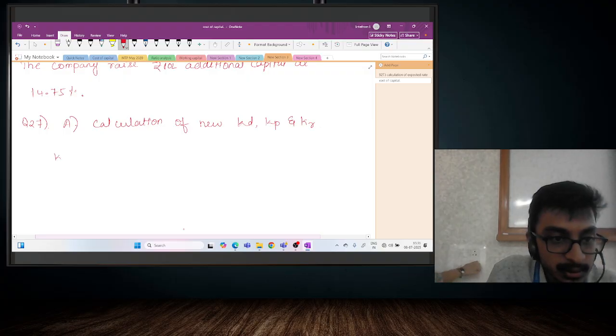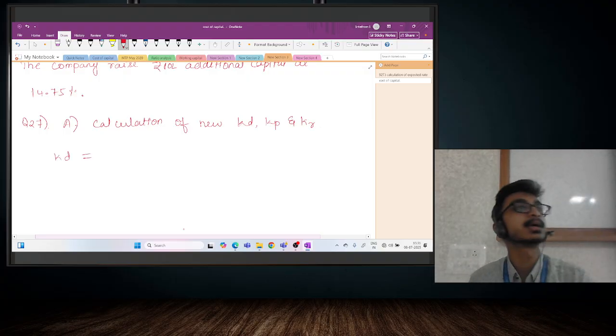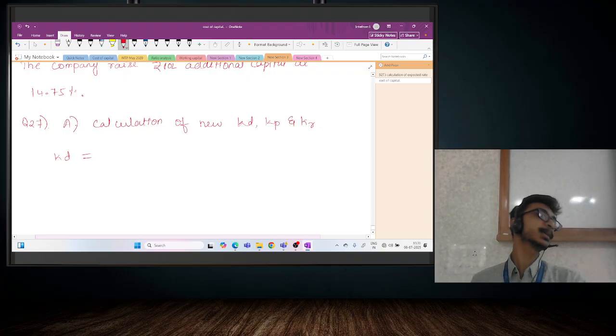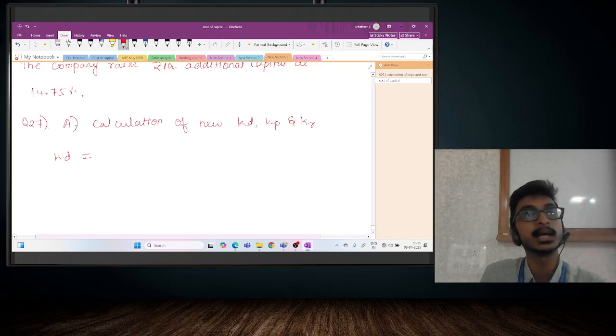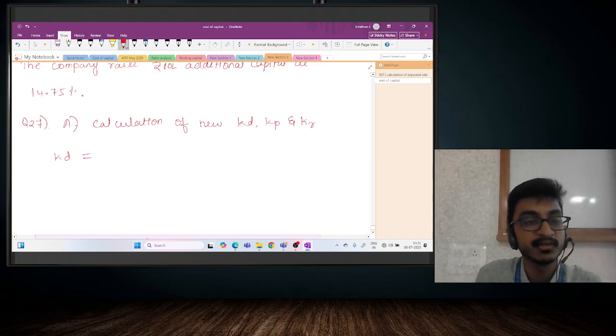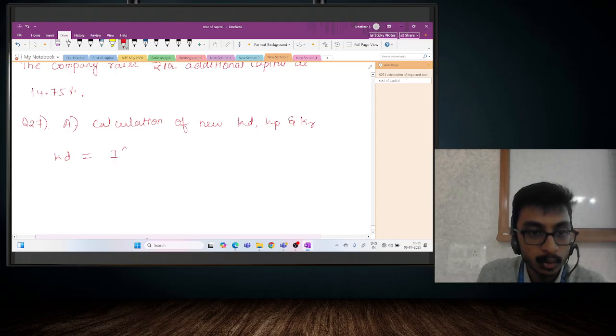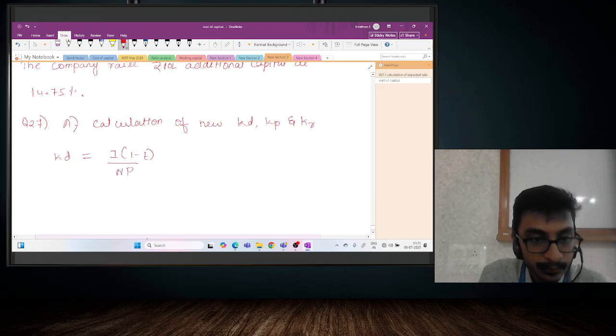So first, let's calculate the KD. So here, the 16% debenture is a redeemable debt or irredeemable debt? Irredeemable debt. What is the formula for calculating irredeemable debt? I mean cost of irredeemable debt? I into 1 minus T divided by NP.